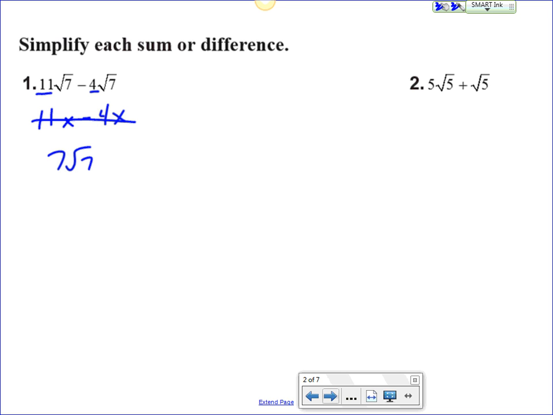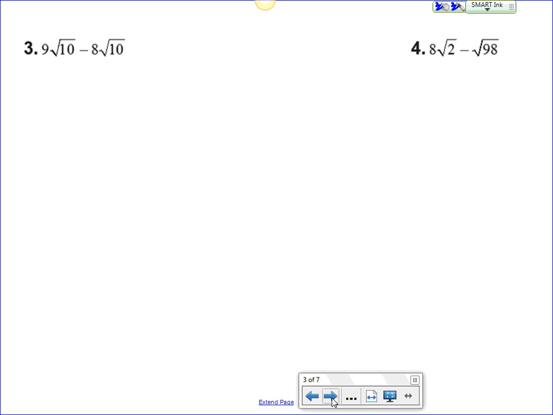Okay, this next one here, 5 root 5 plus a root 5, that's just going to be a 5 plus a 1, which would be a 6 root 5. Okay, hopefully this is making sense so far. Okay, so for instance, if I have 9 root 10 minus 8 root 10, hopefully we can see that that's going to be 1 root 10, or just a root 10.